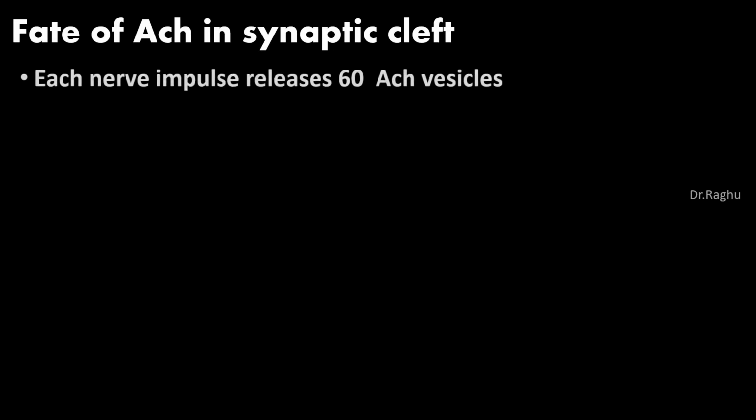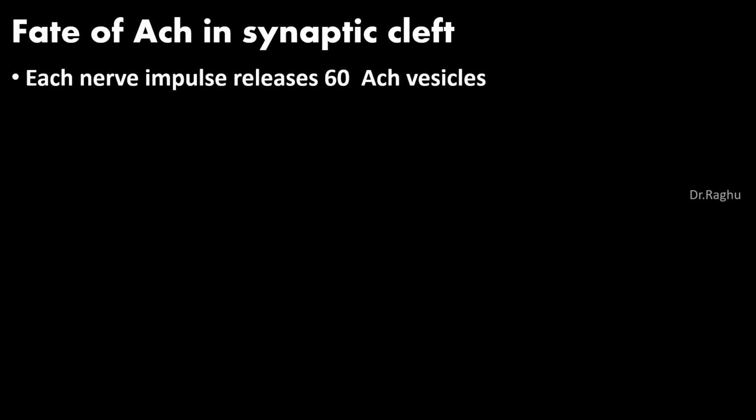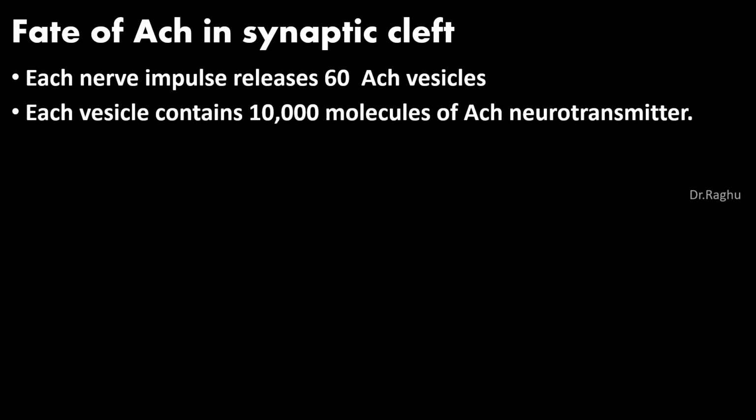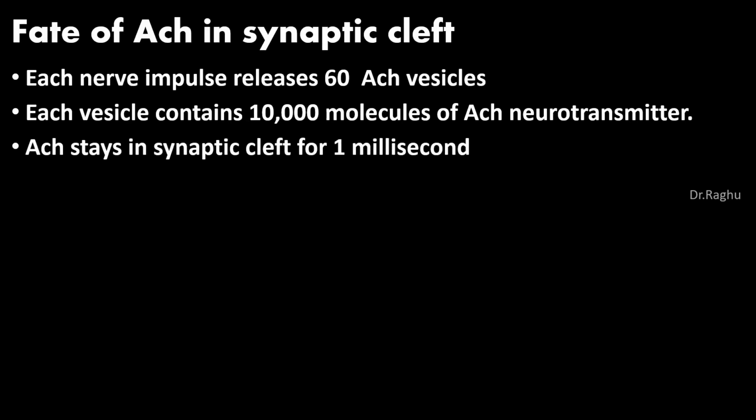Now let's see what is going to happen. This acetylcholine has gone and bound to the acetylcholine receptor. Is it going to stay there itself, or what is going to happen to it? Remember that each nerve impulse releases 60 acetylcholine vesicles, and each vesicle contains 10,000 molecules of acetylcholine neurotransmitter. So you can imagine how many neurotransmitters are released, and acetylcholine stays in the synaptic cleft for only 1 millisecond.